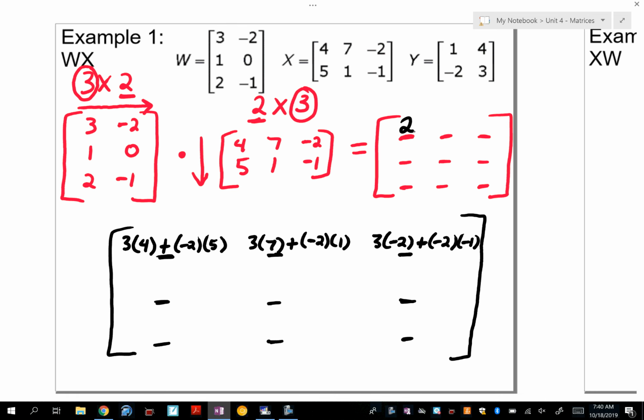Okay? Let me finish these, Jennifer, and then we'll get your question. That's 21, and that's negative 2. What's 21 plus negative 2? 19. And finally, negative 6 plus positive 2 is negative 4. We've just finished our first row. Jennifer.